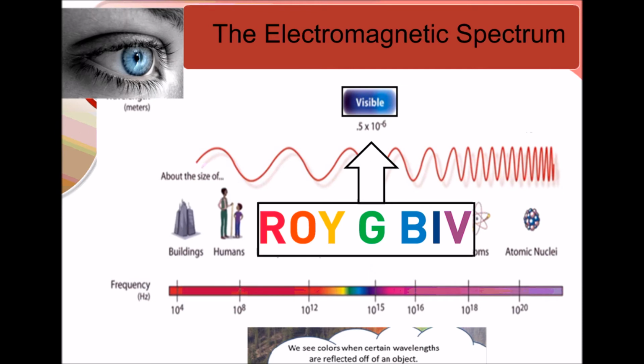Our eyes detect light in the visible light range. We see colors when certain wavelengths are reflected off of an object. If all the colors are reflected, the object appears to be white. If all the colors are absorbed, the object appears to be black. Visible light includes the colors of the rainbow, and the wavelengths range from approximately 700 nanometers to 400 nanometers. Red light, which has the longest wavelength, is just after infrared radiation. Violet light, which has the shortest wavelength in the visible range, is just before ultraviolet light.